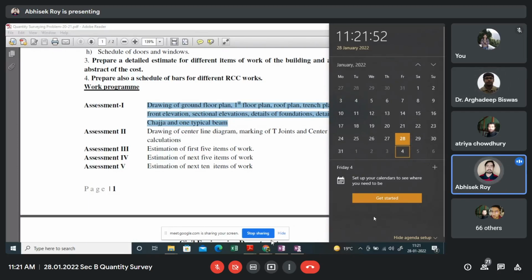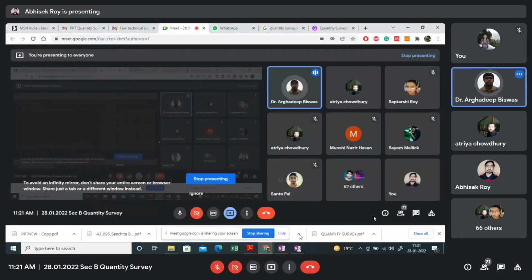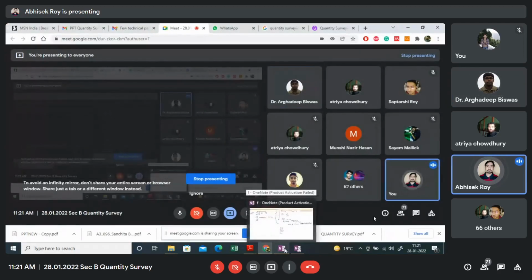Abhishek: It should be manual drawing, right? It is manual drawing, obviously.